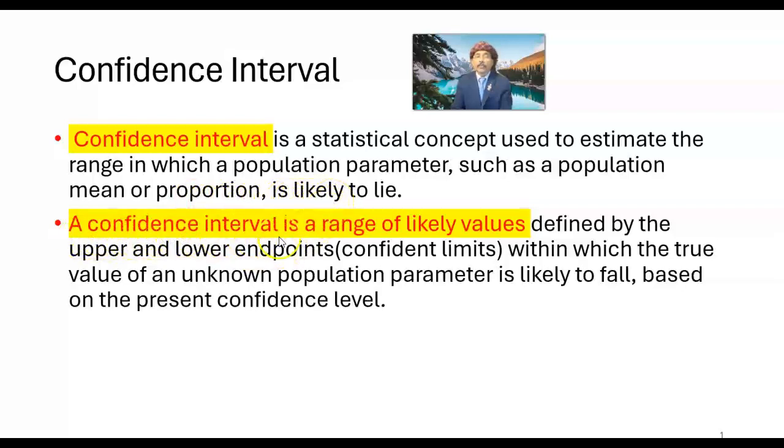A confidence interval is a range of likely values defined by upper and lower endpoints. These are called confidence limits, within which the true value of an unknown population parameter is likely to fall based on the present confidence level. Confidence level may be 90%, maybe 95%, maybe 99%.